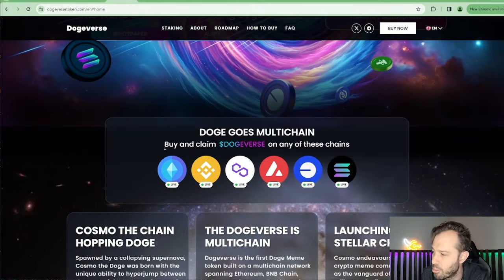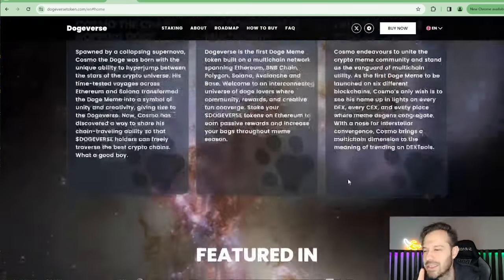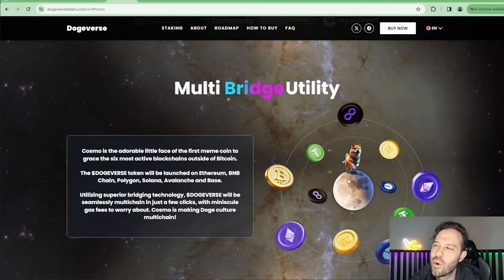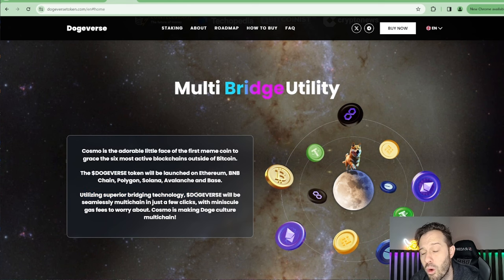It is going to be buyable and claimable on any of these six blockchains here: Ethereum, BNB, Polygon, Avalanche, Base, and Solana. But not only is it buyable and claimable on those, it is going to be a multi-chain bridge. Guys, you're going to be able to come out here and, utilizing superior bridging technology, move from one blockchain to another with minuscule gas fees.